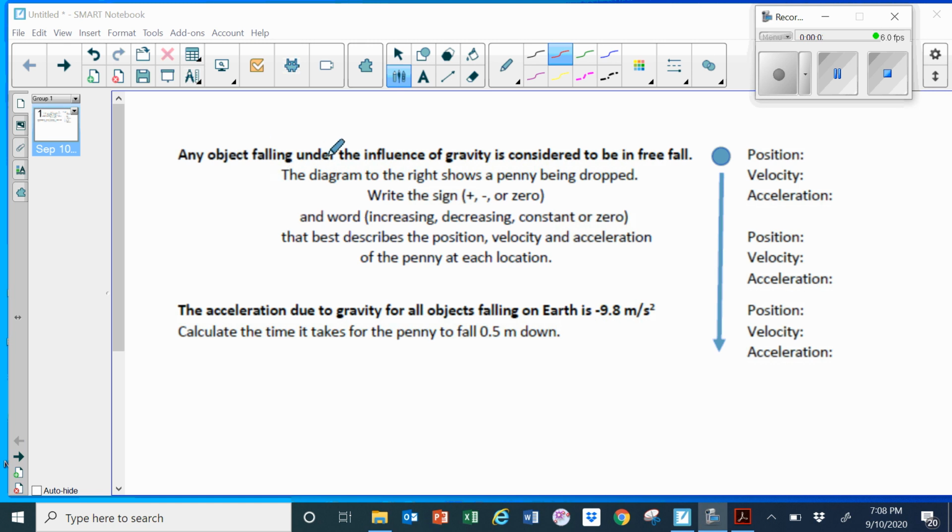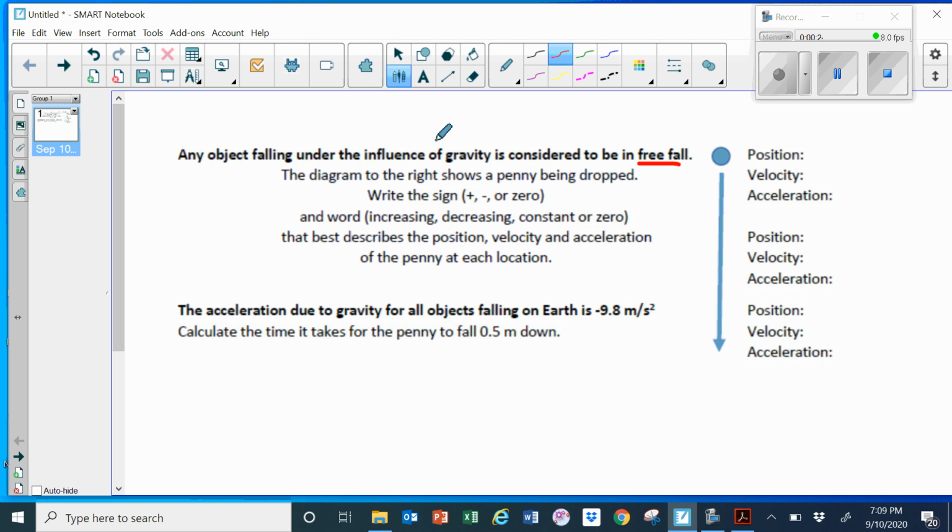It's a review of a penny drop, and it's basically talking about an object in free fall. The definition for that is any object that's falling under the influence of gravity is considered to be in free fall. So if you're a skydiver falling out of an airplane before you open your parachute, that's when you're in free fall.